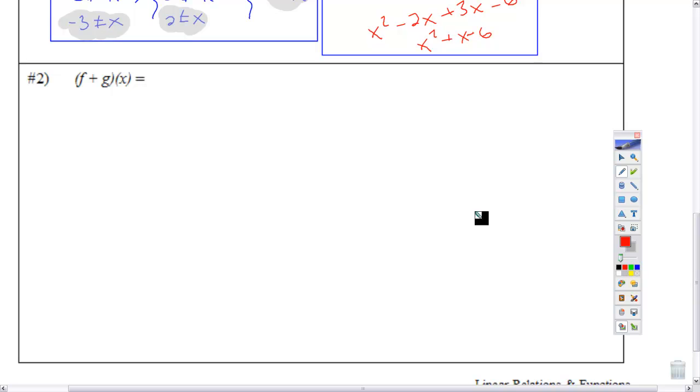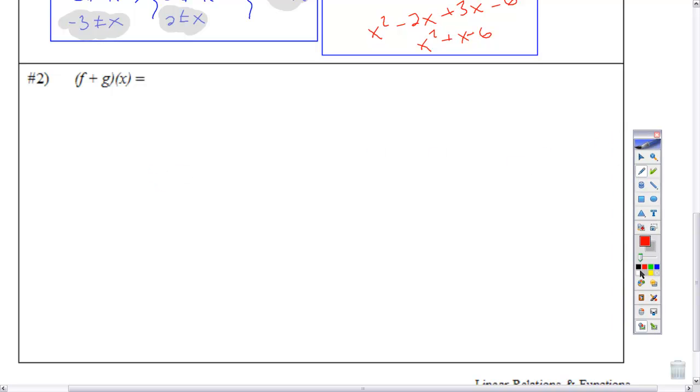Going down to number 2, this is addition. Addition is the easiest, I think. No, that's not true. Addition is not the easiest. Multiplication is the easiest. Addition is one of the more difficult ones. What does f plus g of x mean? Well, it means f of x plus g of x. Yes, you do have to show this step. Well, I shouldn't say you have to. You're an American. You don't have to, but you're going to lose a point every time you don't do it.